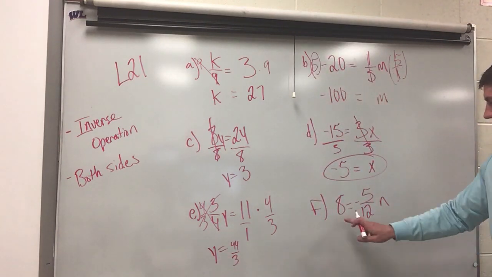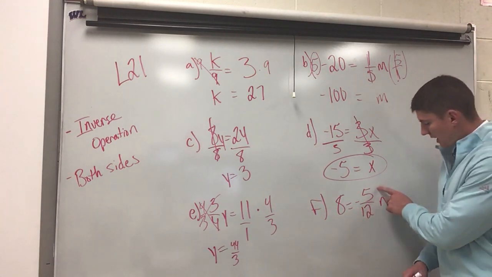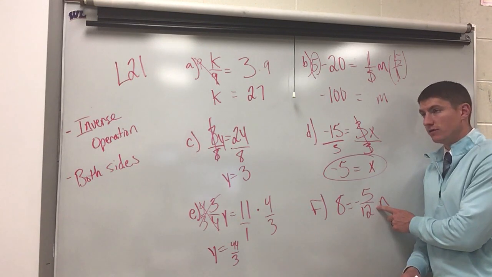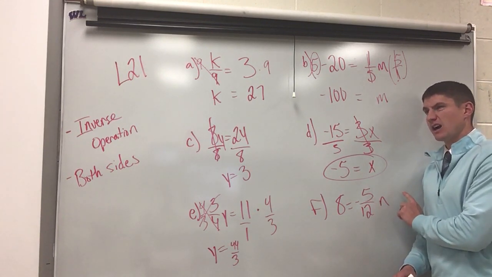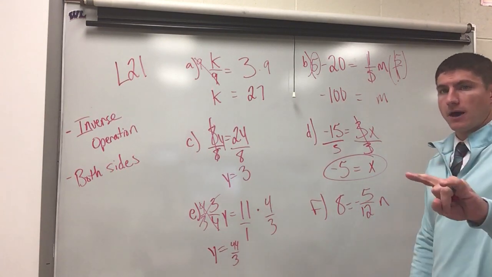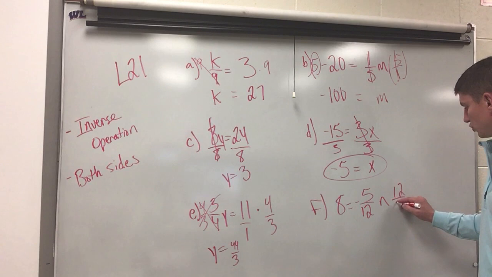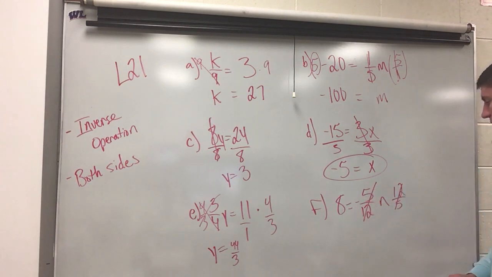Letter F, I've got 8 equals negative 5/12 n. Again, 5 divided by 12 is multiplied by n. I could divide by 5/12, or I could multiply by the reciprocal. Now the reciprocal of 5/12 is 12/5. Those two things would cancel. 12 and 12 would cancel, 5 and 5 would cancel, and I would get n.